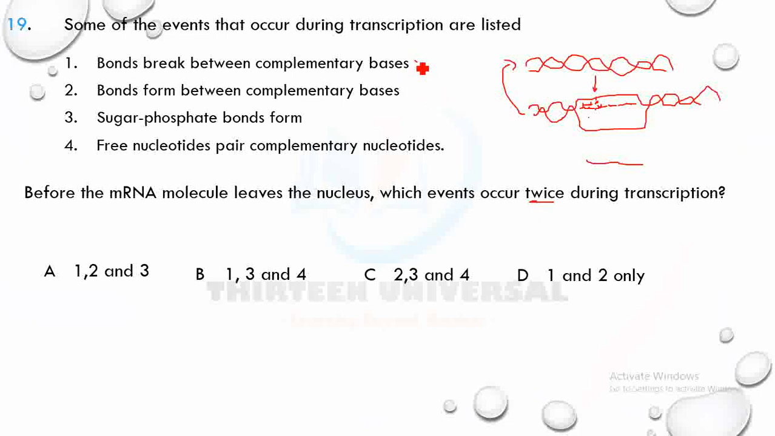All right. So this is correct. This is twice, right? This is not twice. That's not twice. So it is 1 and 2.